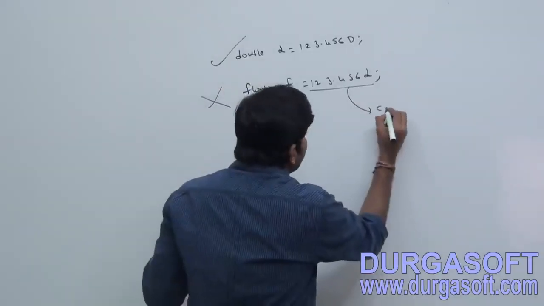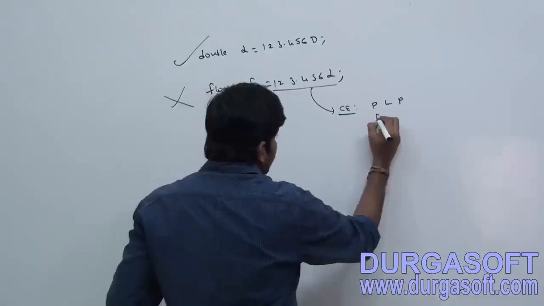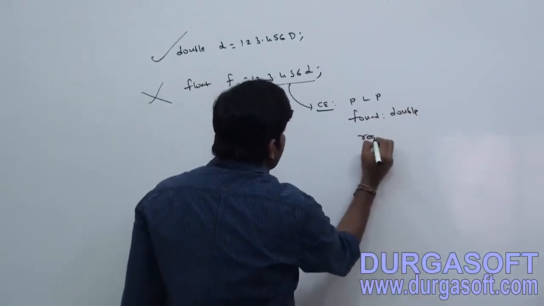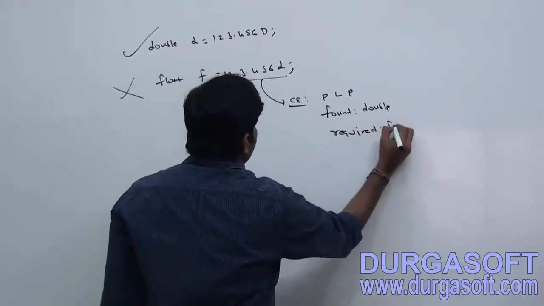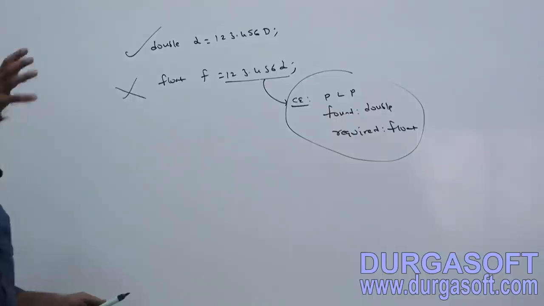Now immediately we are going to get a compile time error saying possible loss of precision, found double, required float. Are you getting this point?